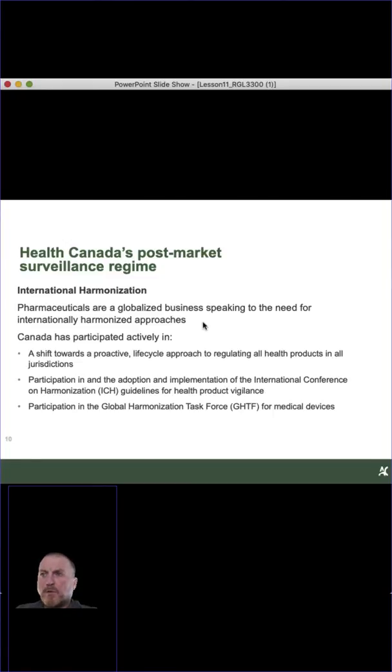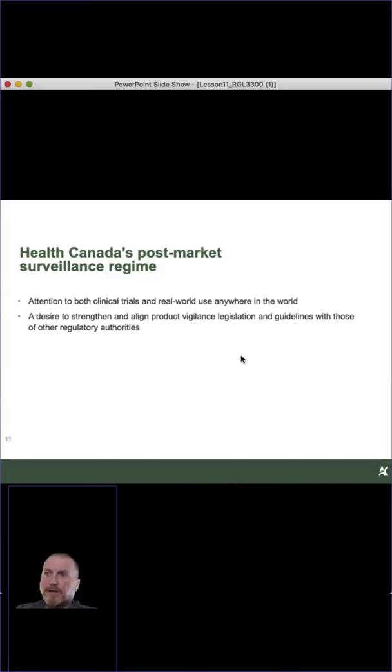There's a shift towards a more proactive life cycle approach to regulating all health products in all of these jurisdictions, again, primarily fed by the OECD. Participation in and the adoption and implementation of the International Conference on Harmonization Guidelines for Health Product Vigilance. Canada has been very active there. Participation in the Global Harmonization Task Force for Medical Devices. Again, Canada has been very active in this area. And we also monitor consistently the results of clinical trials in other countries, particularly those countries where we have mutual recognition agreements, which we've already talked about in our course, okay?